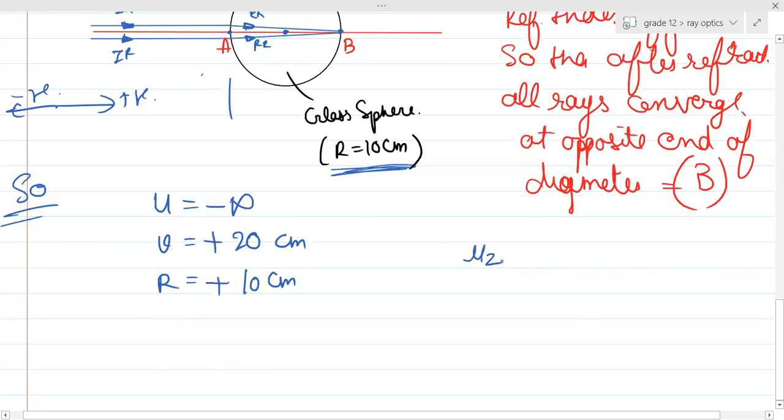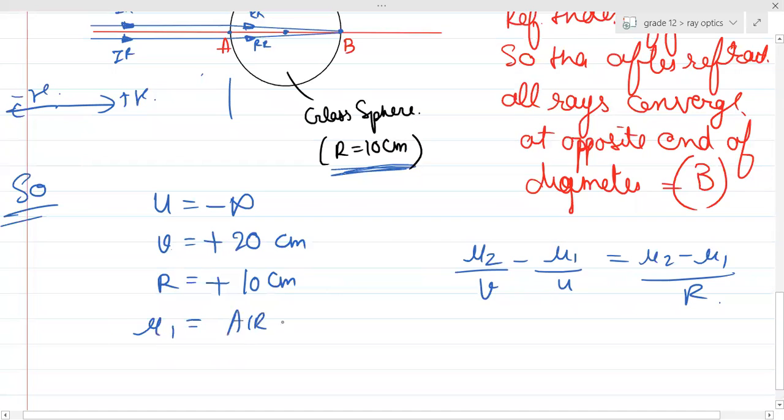We know the spherical surface formula, right? Mu2 upon v minus mu1 upon u is equal to mu2 minus mu1 upon r. So here v is known to you, u is known to you, mu1, the refractive index of the first medium, is basically air, right? So this is 1. The second medium you want to find out. So out of 5 variables, 4 are given to you. The fifth you can find.